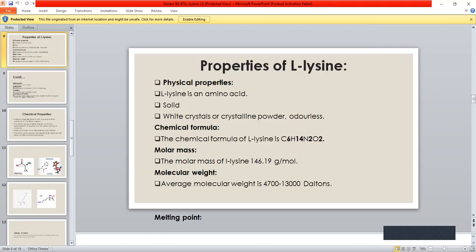Properties of L-lysine: physical properties and chemical properties. Now I will tell you firstly about the physical properties. Lysine is an amino acid, a solid, white crystals or crystalline powder. The chemical formula of L-lysine is C6H14N2O2. The molar mass of L-lysine is 146.19 grams per mole. Molar weight is 4700 to 13,000 daltons.